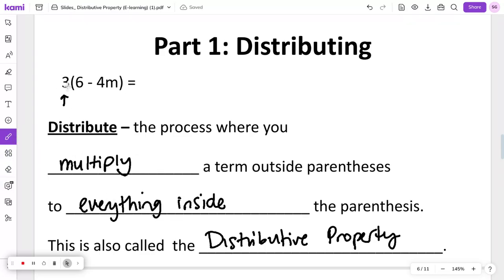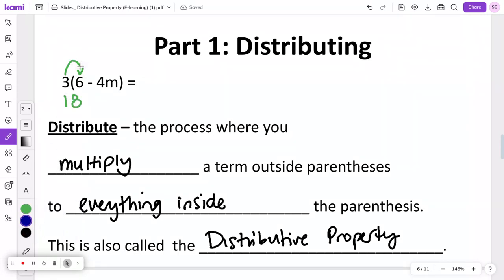So for example, if I wanted to simplify this expression here by distributing, I already know from past lessons that if I see a number right next to parentheses, it means multiplication. So for this problem, I would want to multiply 3 by 6. 3 times 6 gives me, I'll put it down here, 18.